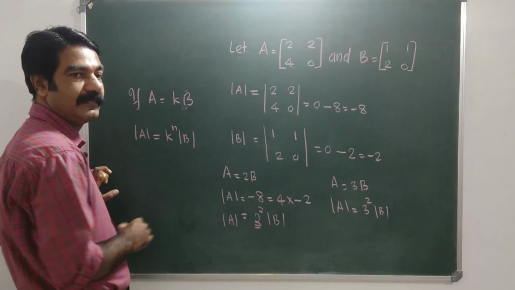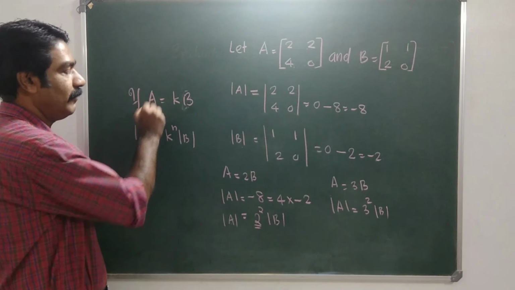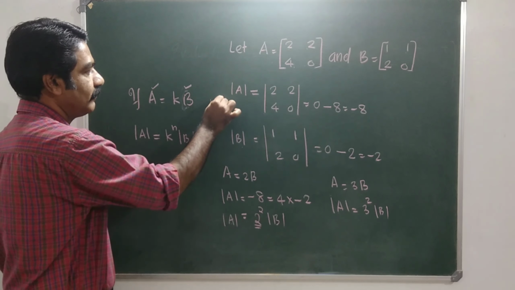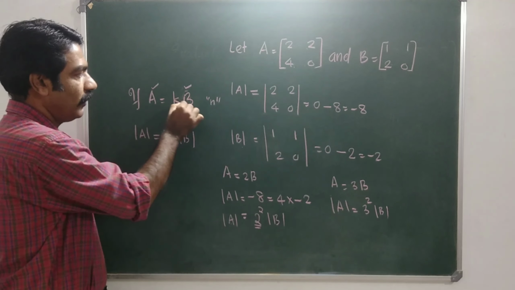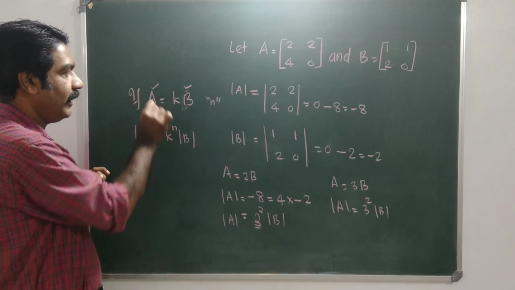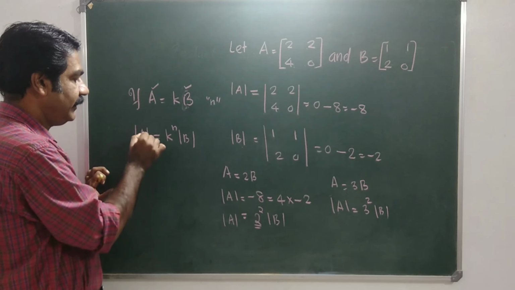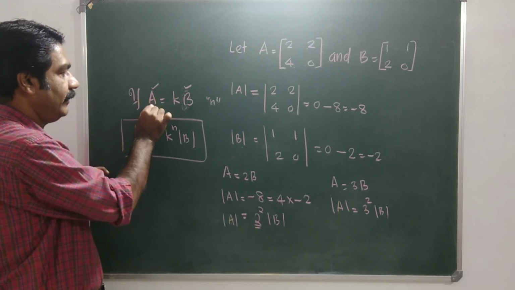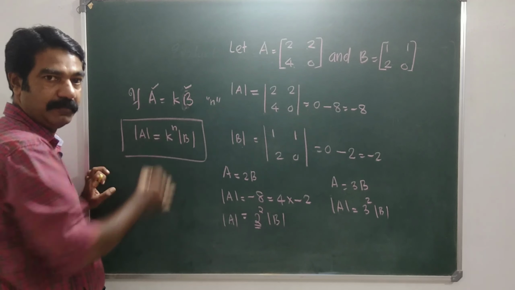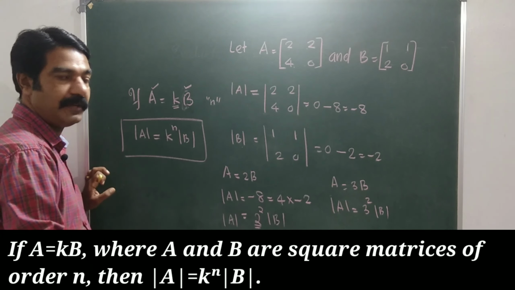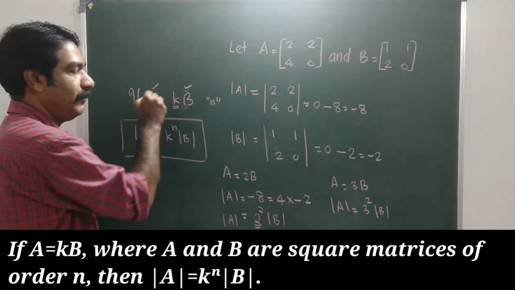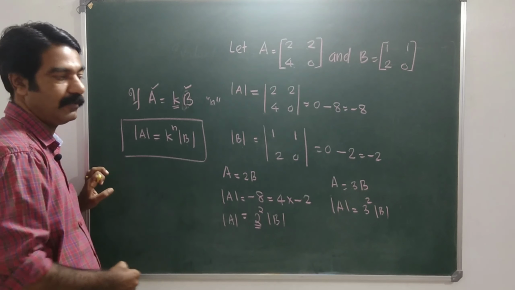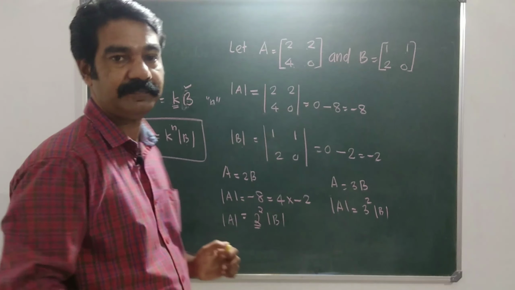So what is N? N is the order of the matrices A and B. So if A and B are square matrices of order N, and A is equal to K times B, then det A is equal to K raised to N into det B. It's a very important result. Okay. If A is equal to K times a matrix B, where K is a constant, a scalar quantity, and N is the order of the matrices A and B, then det A is equal to K raised to N into det B. Okay. From this example, you can understand this.